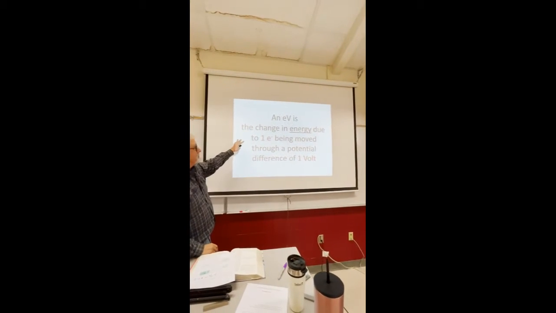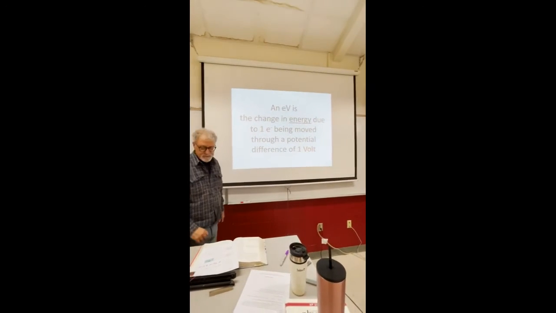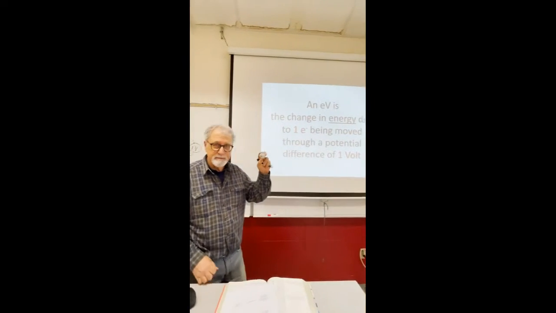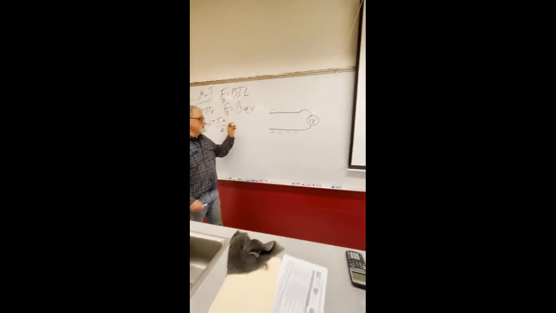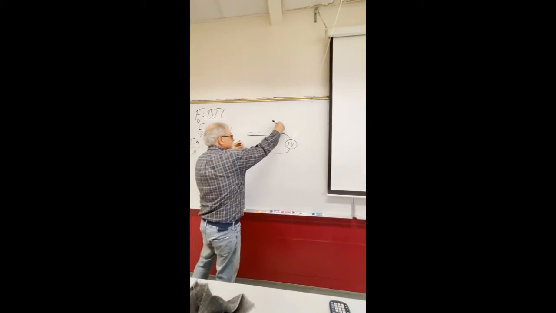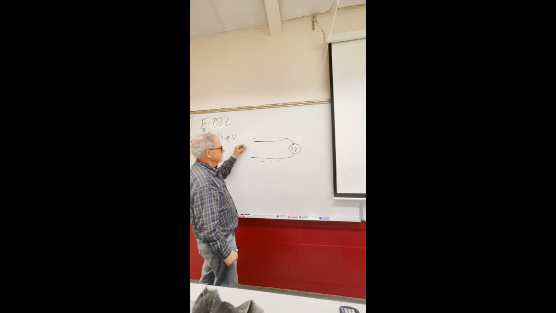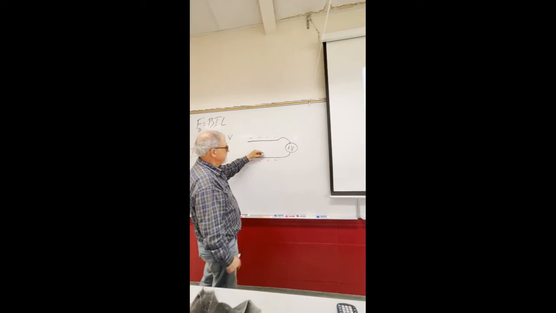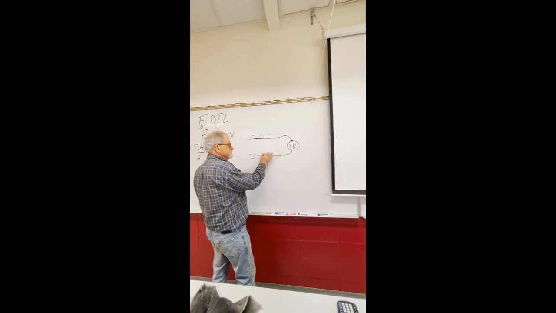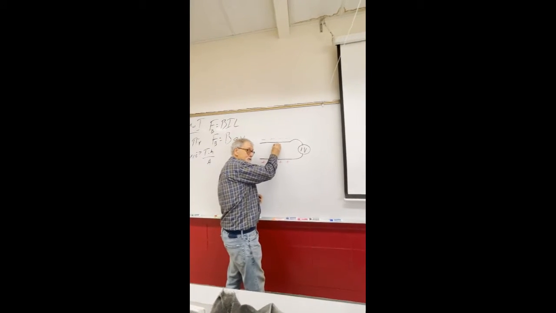So an electron volt is a change in energy due to one electron being moved through a potential difference of 1 volt. I happen to have an electron here. If I take my electron and throw it into this capacitor, now notice I've taken electrons away from the bottom and put them on the top. So what's going to happen? It'll be repelled from the top and attracted to the bottom. What do I have to do in order to move it to the other side? I have to do work.